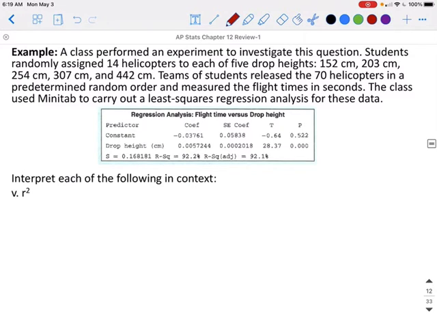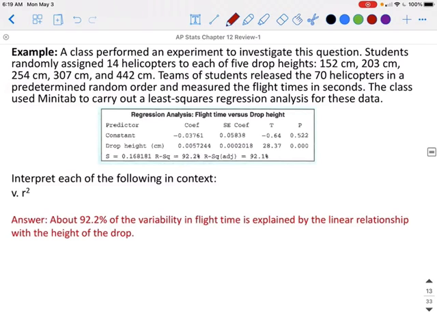Then we're going to look at the R squared. So there's an R squared and there's an R squared adjusted. We are going to use just the R squared. And remember, the R squared tells you about the variability. So about 92.2% of the variability in flight time is explained by the linear relationship with the height of the drop.